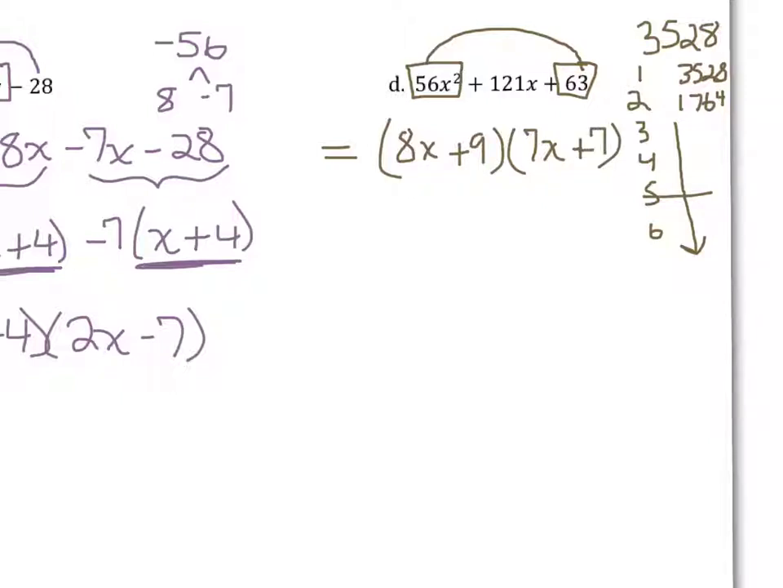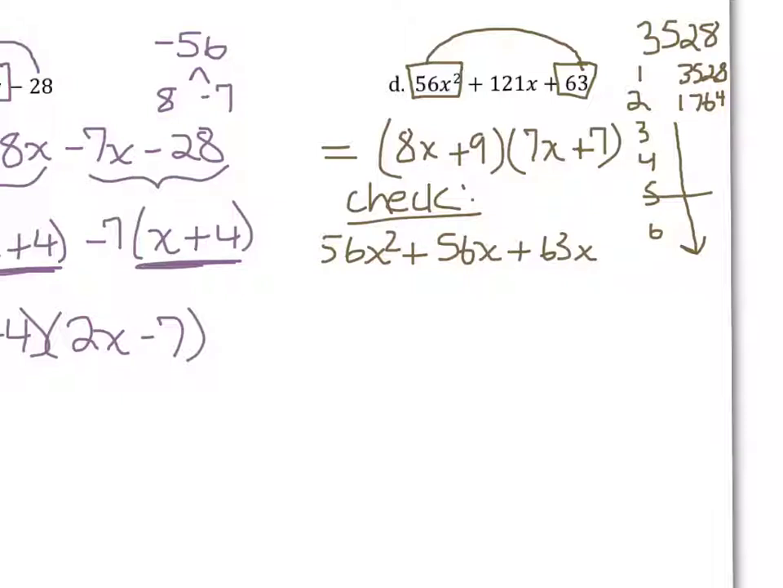Okay? Now I'm going to multiply this out. I'm going to check myself using multiplication just to see if I did that right. Because if I did that right, that's perfect. I don't have to worry about it. I'm done. So I'm going to FOIL it out. 8x times 7x is 56x squared. 8x times 7 is 56. 9 times 7x is 63x. And 9 times 7 is 63. And so if I add the 56 and the 63, I'm actually going to get 119x. So this does not work for me.